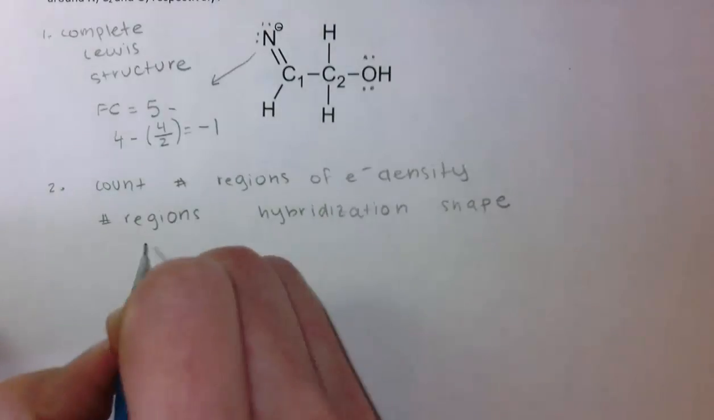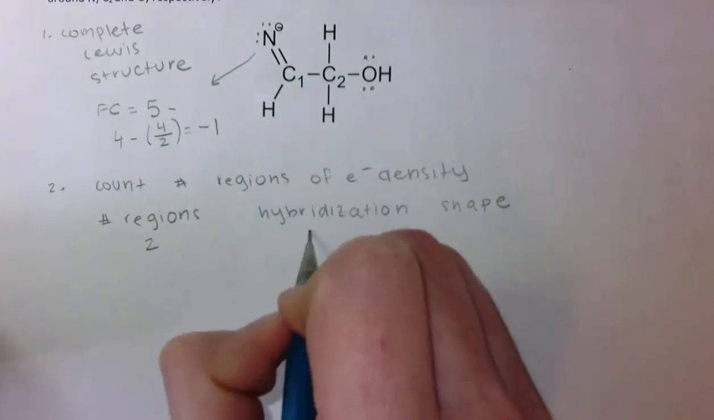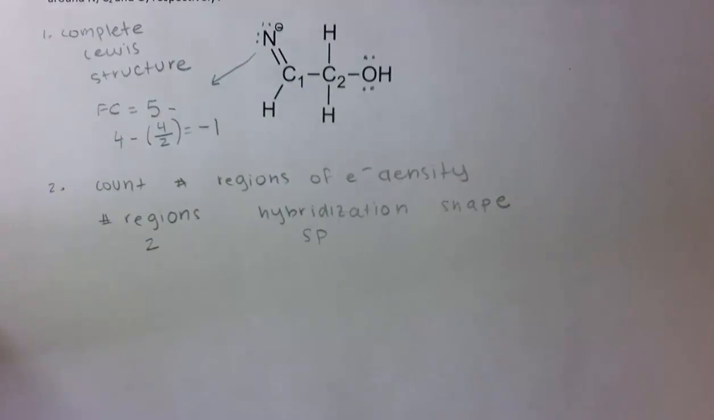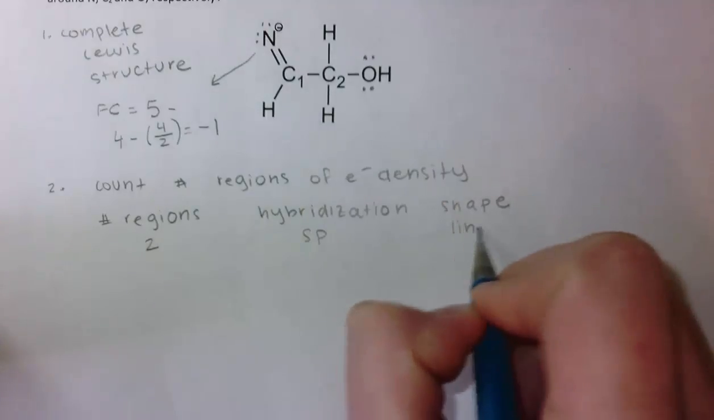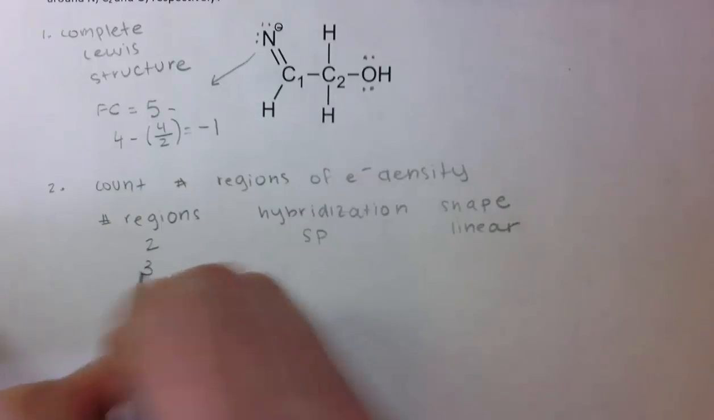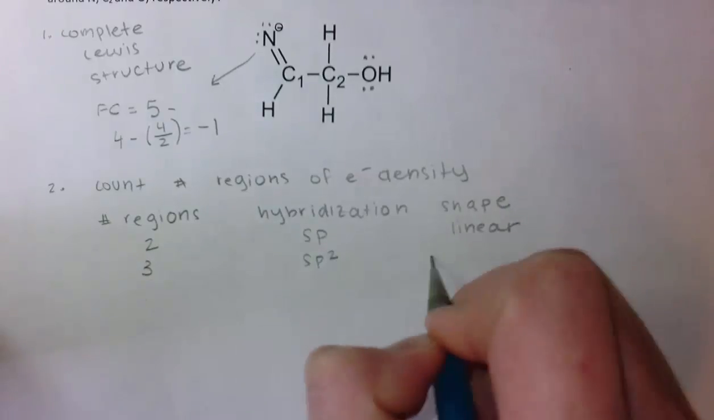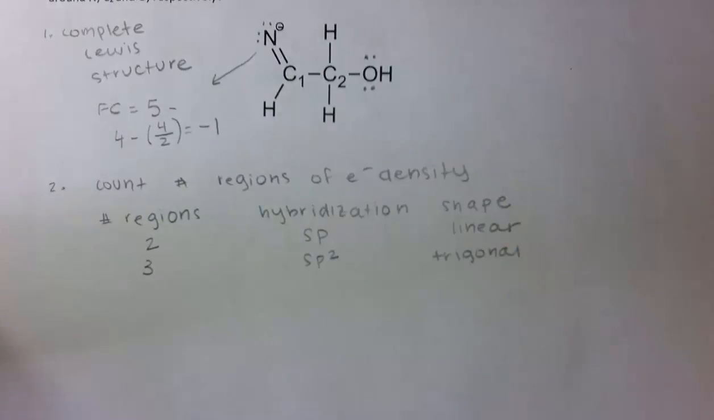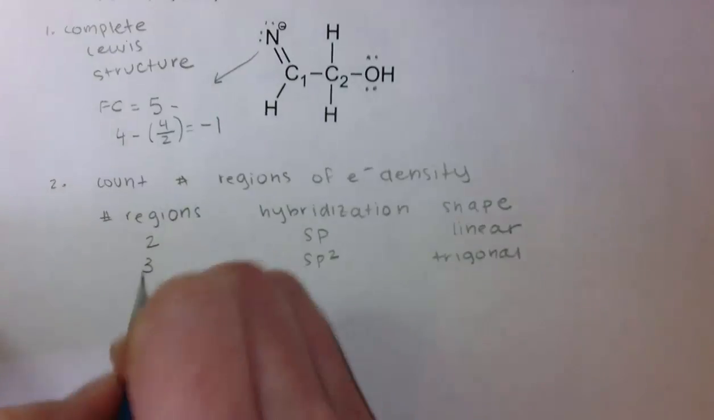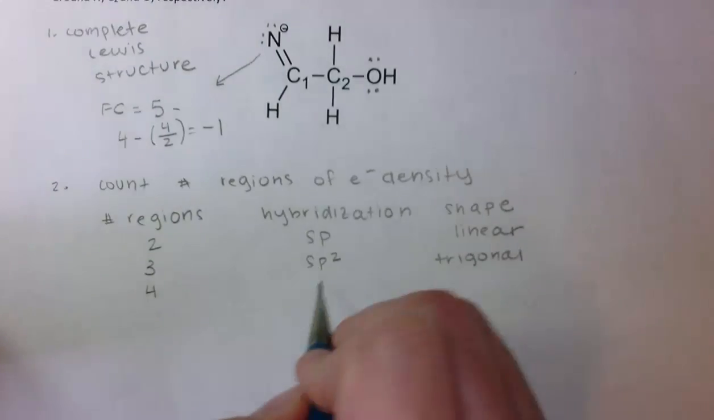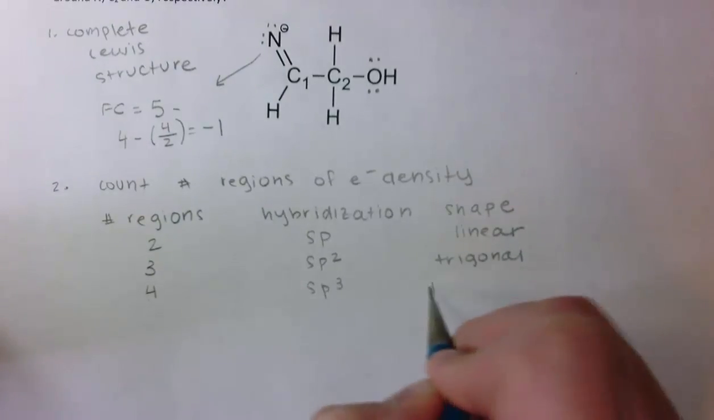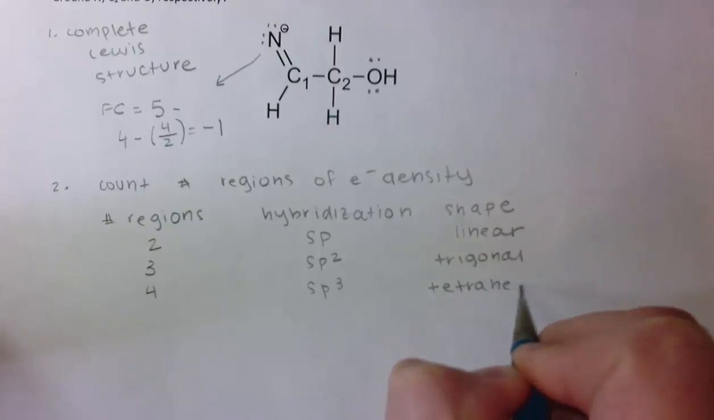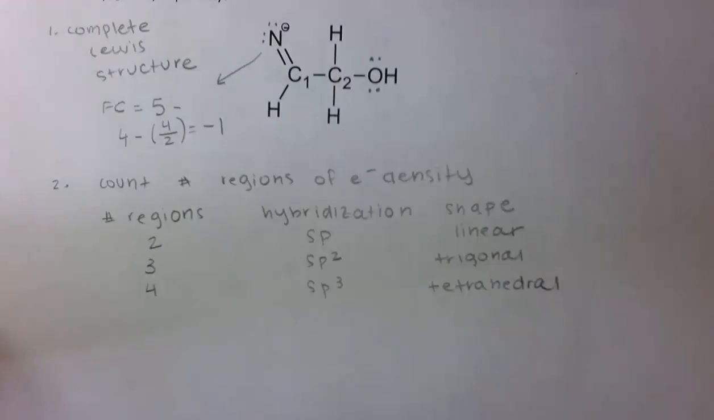So if we have 2 regions of electron density, we're going to have sp hybridization due to one s and one p orbital, and the shape is linear. For 3 regions, we have sp2 hybridization due to one s and 2 p orbitals, and our shape is trigonal. And we also, for 4 regions, have sp3 hybridization, and our shape is tetrahedral. And these are the most common. These are usually what you're going to see in these problems.